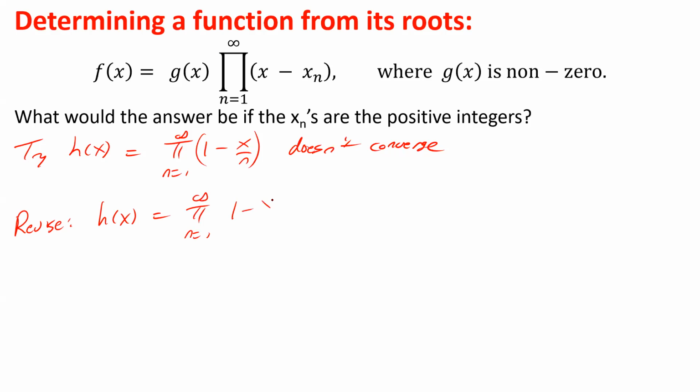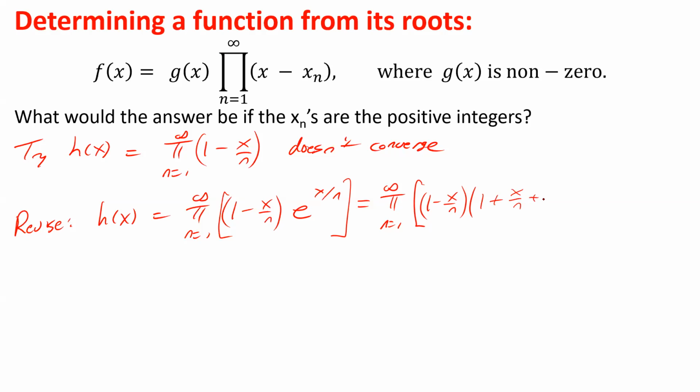h of x is the product, and it goes from 1 to infinity, 1 minus x over n, and now let's take e to the x over n. And the reason is if we do this, this is the product from 1 to infinity, we get 1 minus x over n, and then if we expand out e to the x over n, that's going to be 1 plus x over n plus 1 over 2 factorial x squared over n squared plus 1 over 3 factorial x cubed over n cubed, and so on.